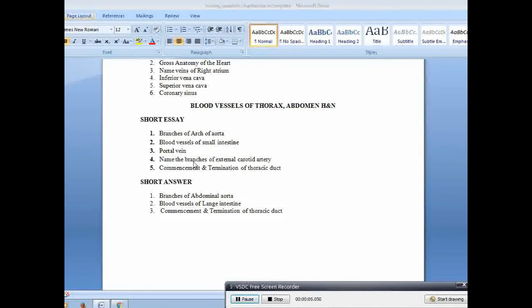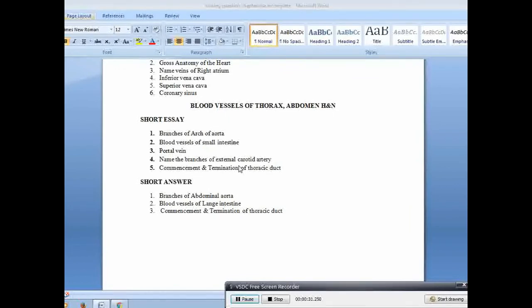So name the branches of external carotid artery, where you will mention different branches of external carotid artery which are arising from the anterior aspect, posterior aspect, medial aspect of external carotid artery. Then you can name the branches of it, like superior thyroid artery, ascending pharyngeal artery, occipital artery, posterior auricular artery. The terminal branches like superficial temporal artery, maxillary artery, right?